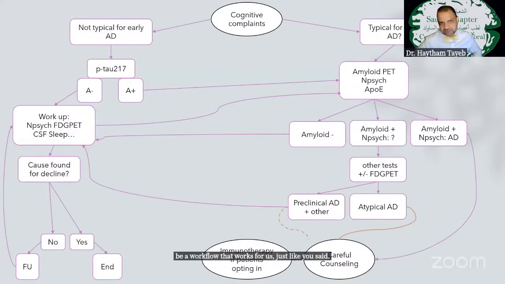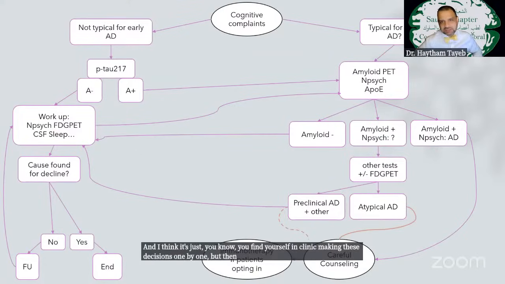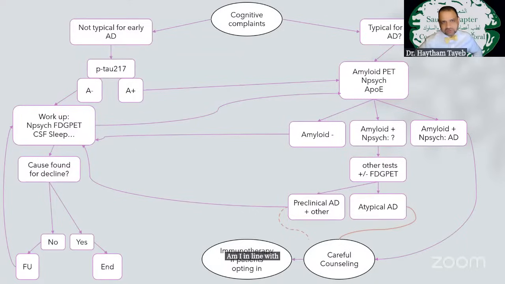And I think you find yourself in clinic making these decisions one by one, but then you want to step back and say, well, am I in line with the appropriate use criteria? How should I create an algorithm like this, and so on?